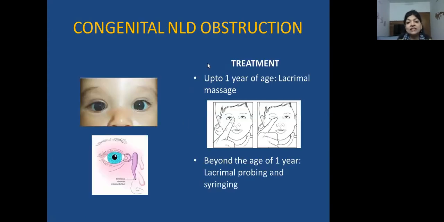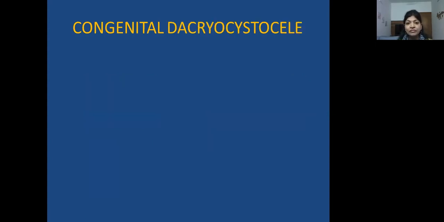And the next condition is congenital nasolacrimal duct obstruction, which is typically because you have a membranous obstruction at the lower end of the nasolacrimal duct. Up to 1 year of age, we treat it with lacrimal massage, and it's important that the right way of massage is shown to the parents. This is how you have to do a lacrimal massage. Whereas if it's beyond the age of 1 year, massage is not going to help. You would have to do a lacrimal probing and syringing for this baby.